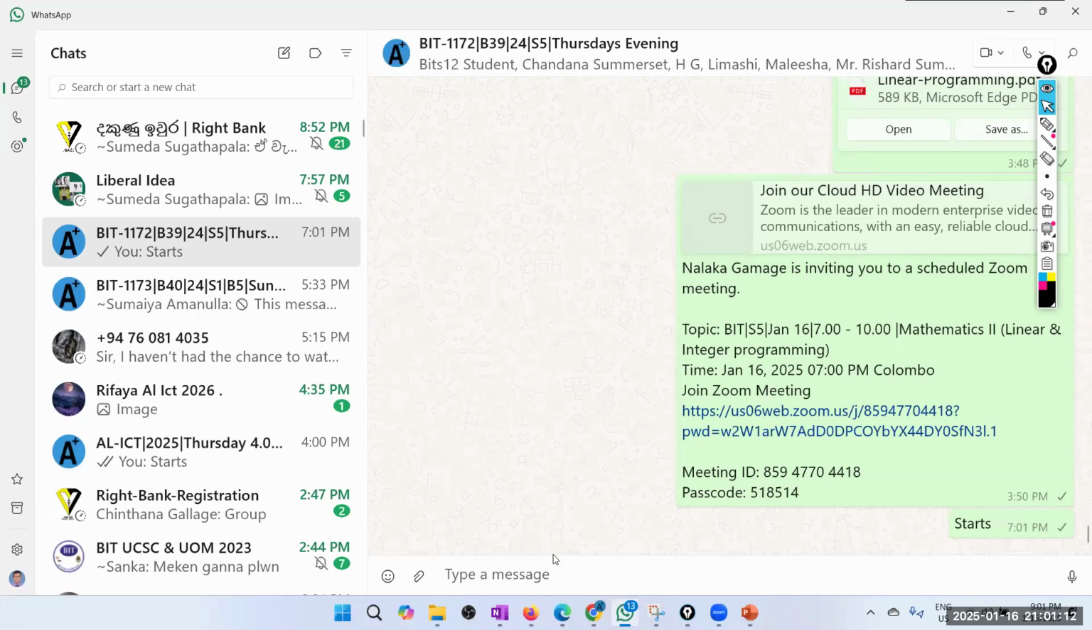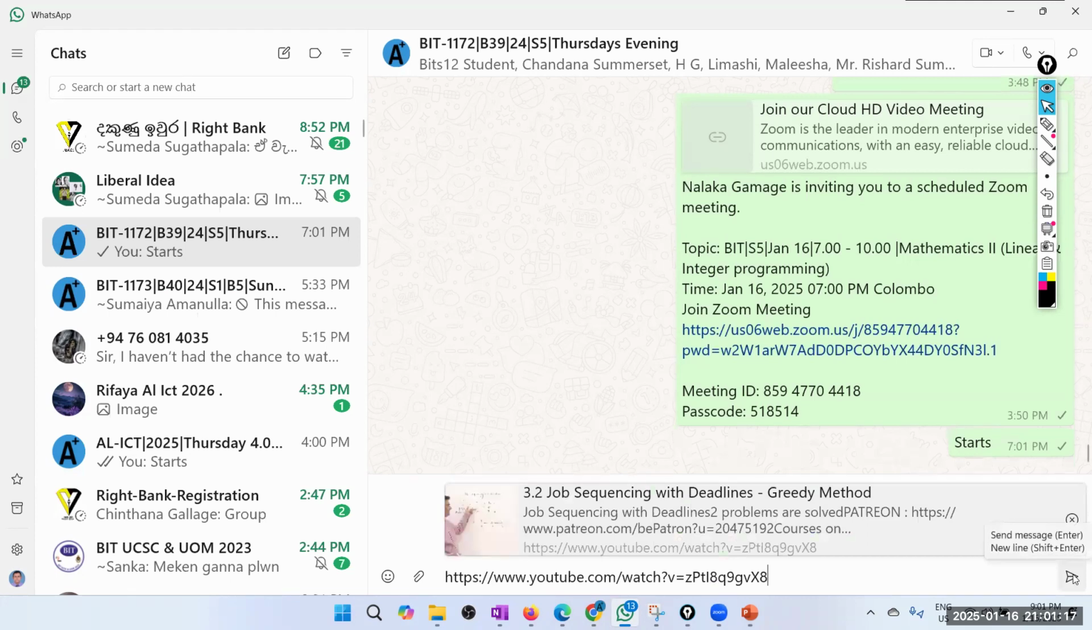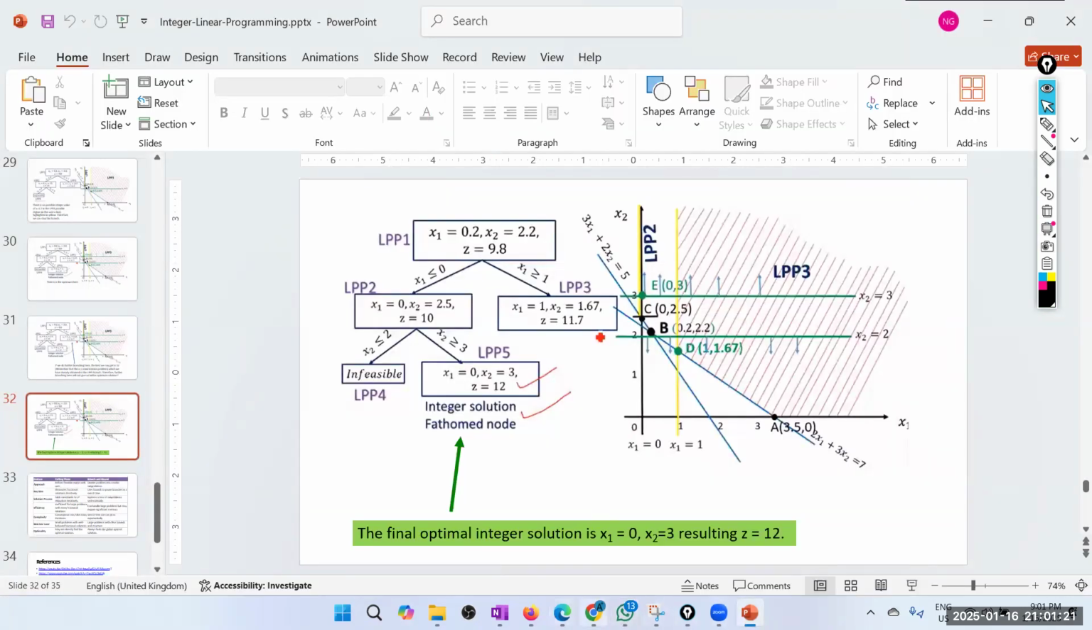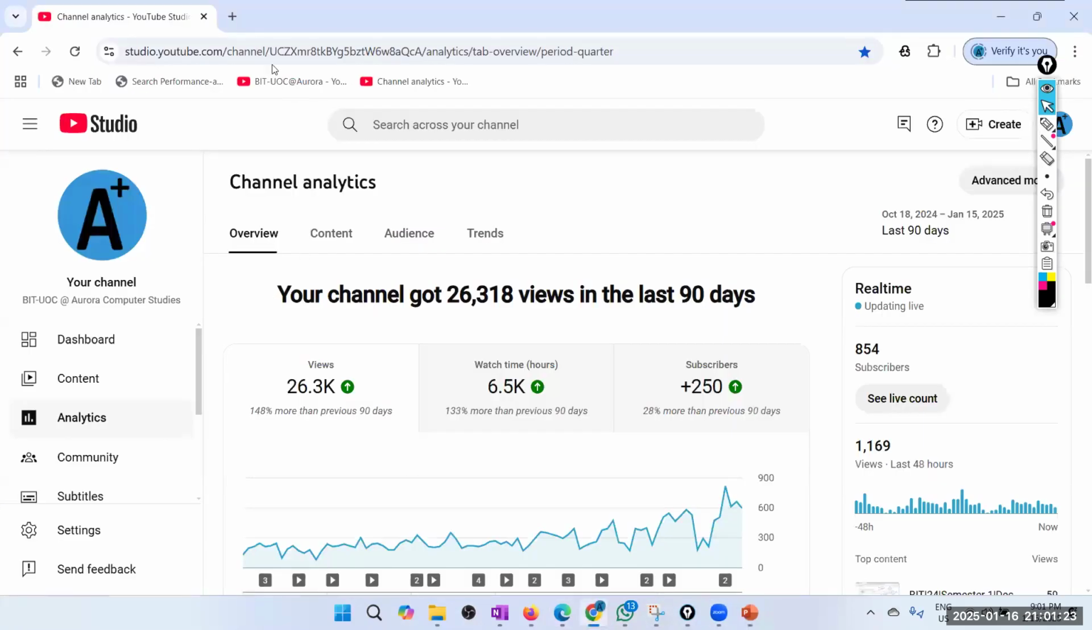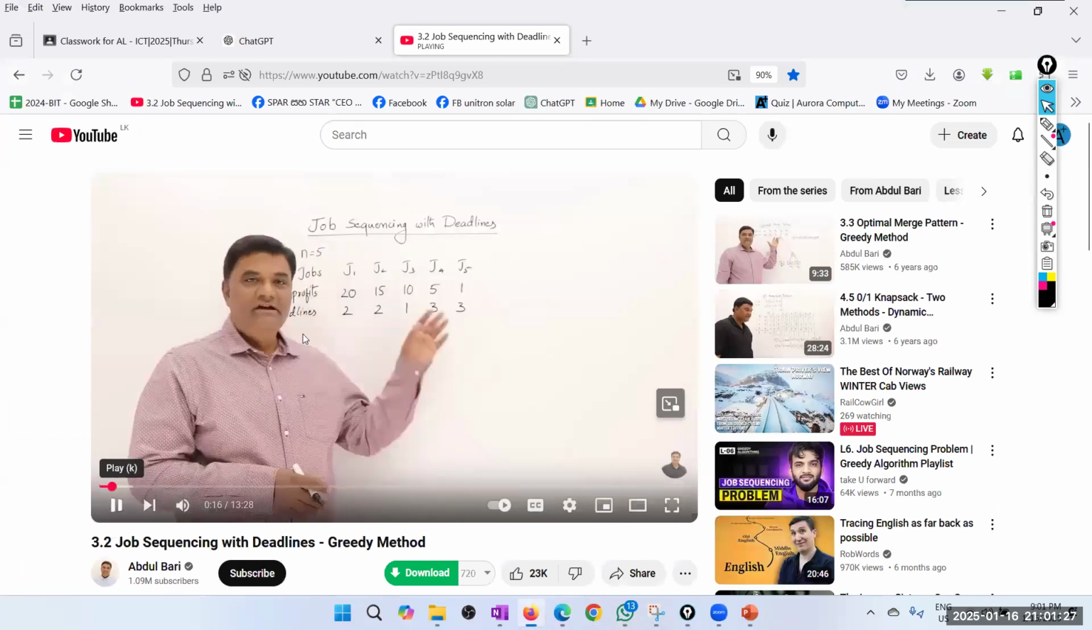Hi. Our next problem is job sequencing with deadlines. This problem, we are going to solve it using the 3D method. So first of all, we will understand what the problem is. Make sure you go through that and understand it.